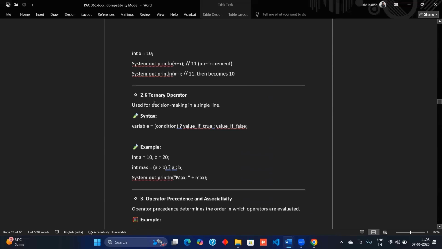Finally, coming on to the ternary operator. The ternary operator is for if-else. All of it goes in a single line. It is a shorthand way of writing if-else in a single line. First of all, there is a condition. Then follows the value if true, then the value if false, that is, the else value.